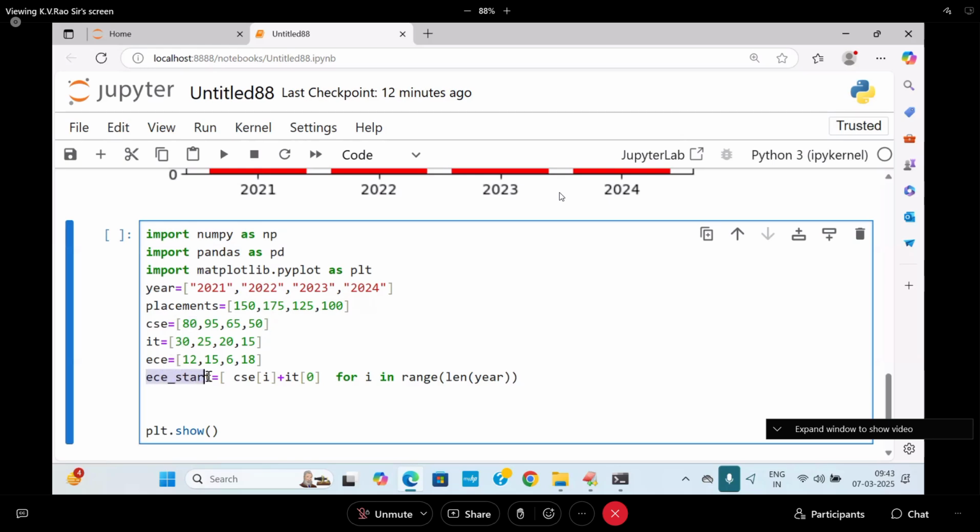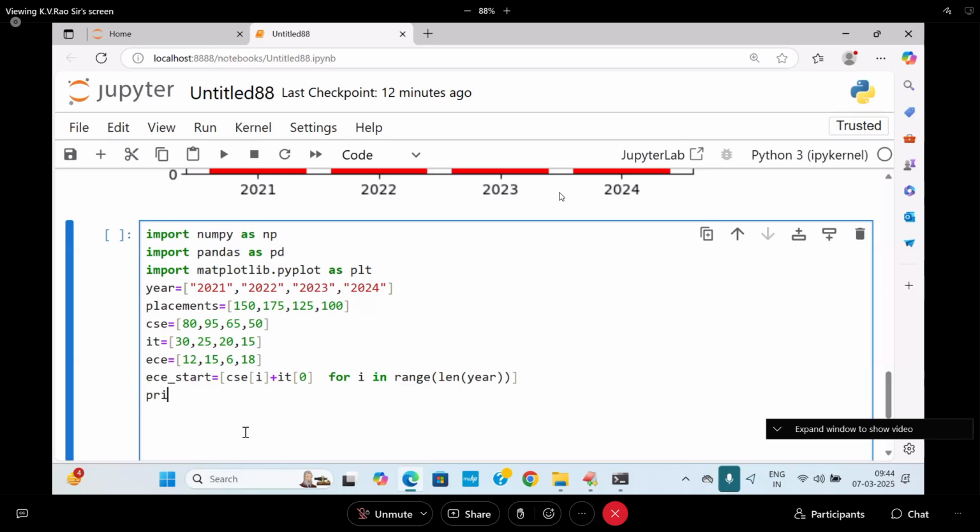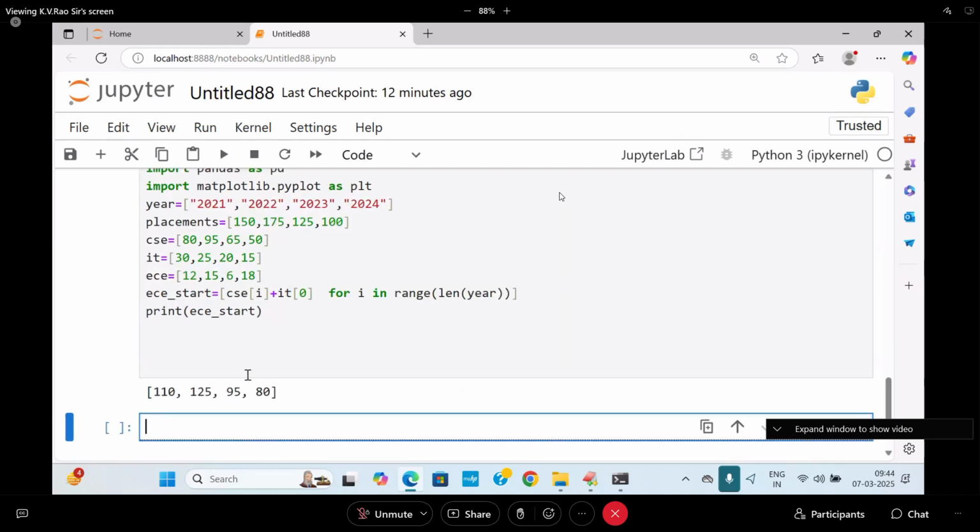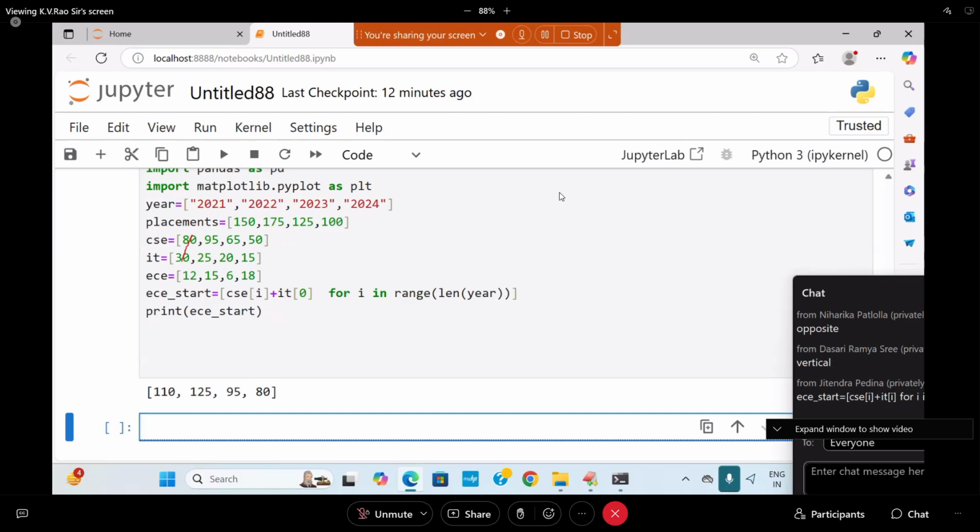ECE start. ECE start is one of the lists. So I will write it. For your understanding, I'm trying to show you this part. Print of ECE underscore start. For your better understanding, I'm saying it is going to be 80 plus 30, 90 plus 25, 65 plus 20, and next 50 plus 15.